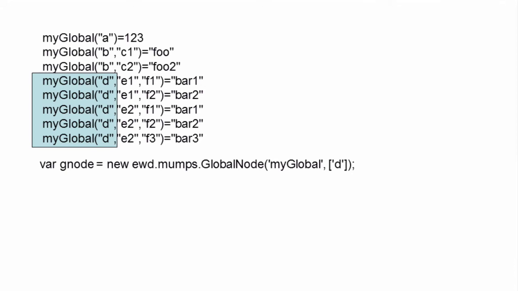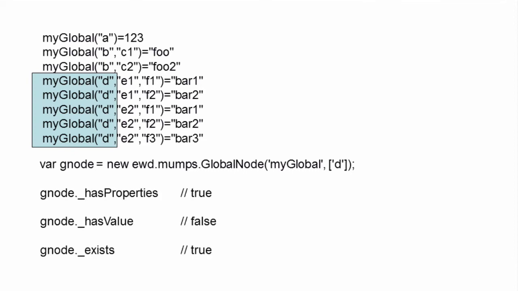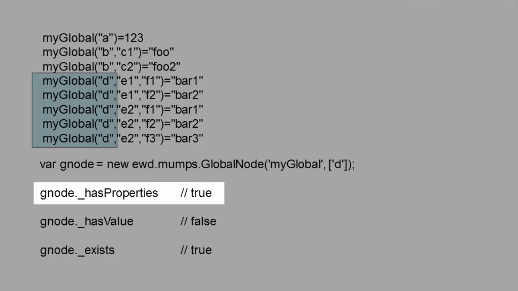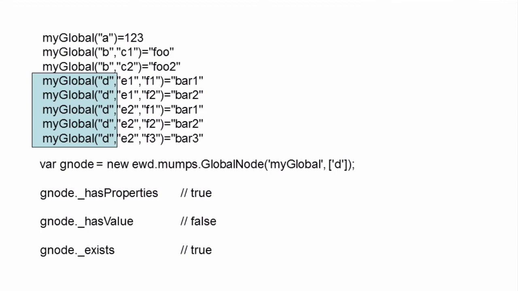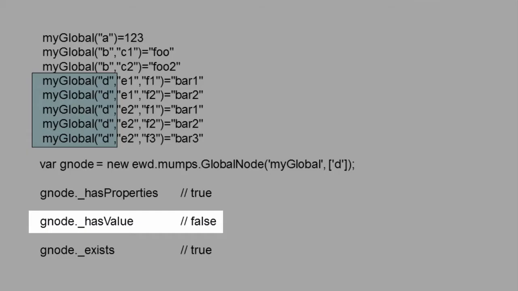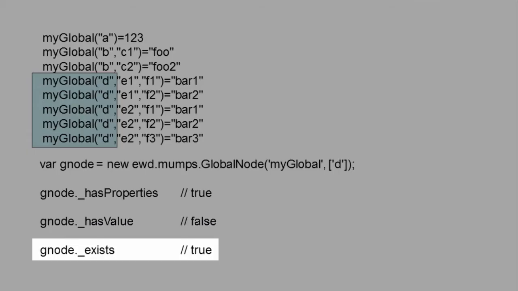So let's take this example here. We're instantiating a global node that represents the D subscript of this global, which you can see actually represents this intermediate node within the blue rectangle. And below you can see the values of the node's properties: hasValue, hasProperties and exists. It's an intermediate node, so it does have lower level properties, or subscripts in MUMPS terminology. And because it's an intermediate node, it doesn't have a value, but it does exist.